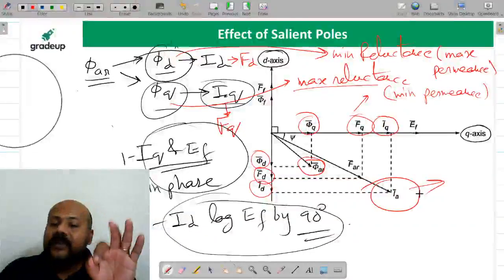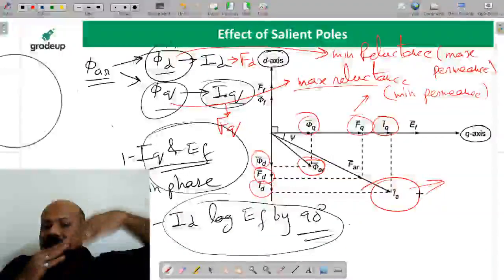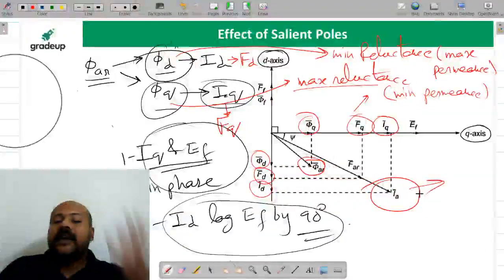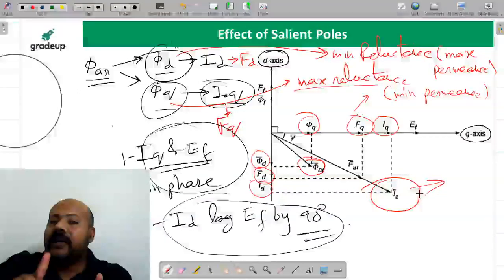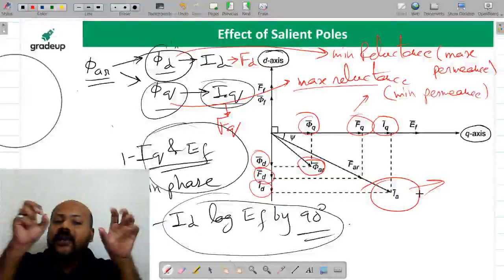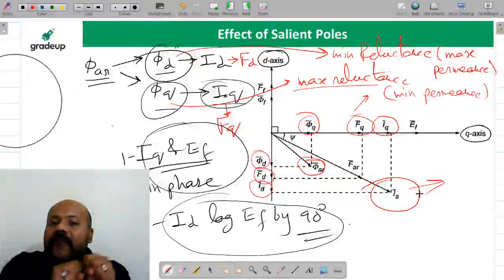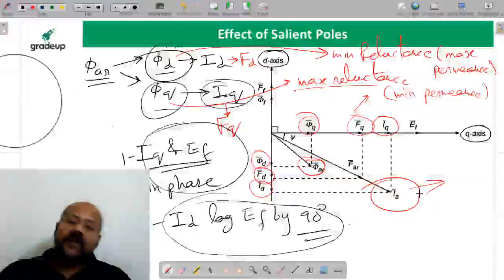Now you will ask me, sir, why is there a phase difference? Why is this armature reaction flux not in the direction of the armature current? The reason is that the direct axis is going to have minimum reluctance or maximum permeance, and your quadrature axis is going to have maximum reluctance or minimum permeance. I hope it is clear to all of you.